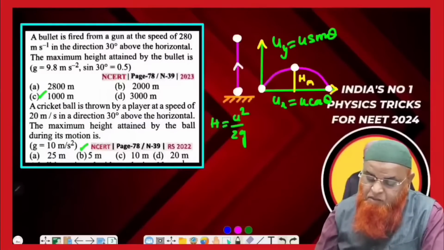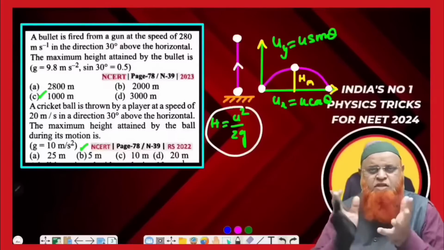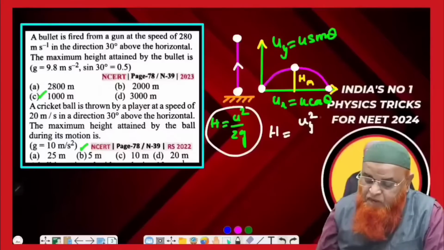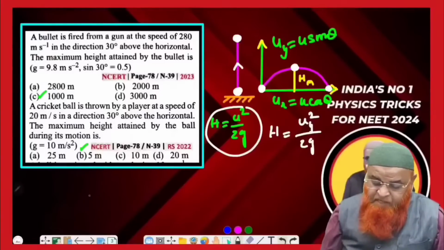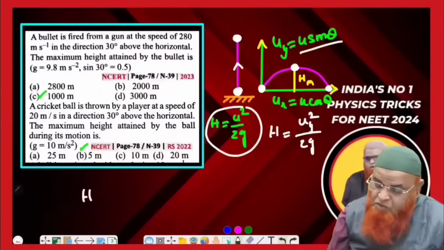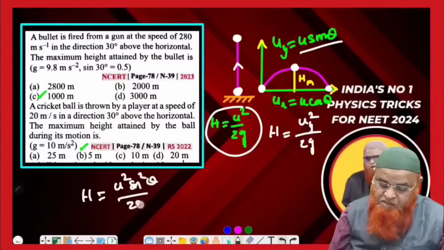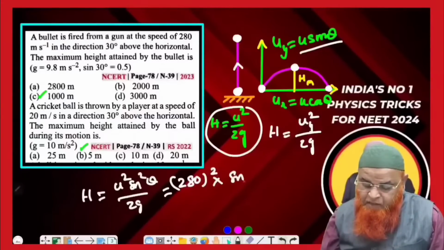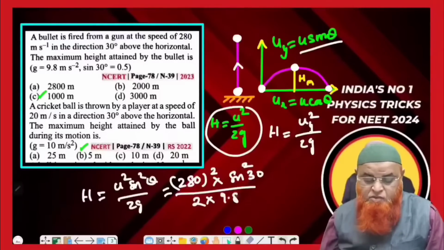Now in this case, vertical projection means you write h is equal to u square by 2g. The simple thing you have to remember is that instead of u square by 2g, you write uy square by 2g. You don't have to memorize any formula for maximum height in oblique projectile. The simple thing is to write h is equal to uy square by 2g, and uy is nothing but u sin theta. So you can write u square sin square theta by 2g. In the first problem, it is given that u is 280, so it is 280 whole square into sin 30 whole square divided by 2 into 9.8.